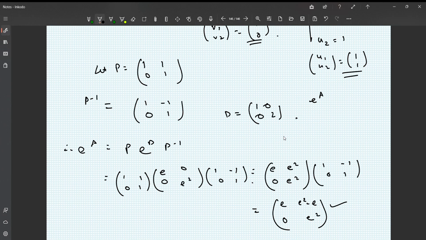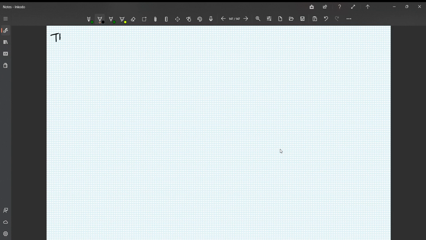Okay. Now here is a very important theorem which relates this to differential equations. Theorem: let A belong to the set of all n cross n complex matrices, or you can consider them n cross n real matrices.